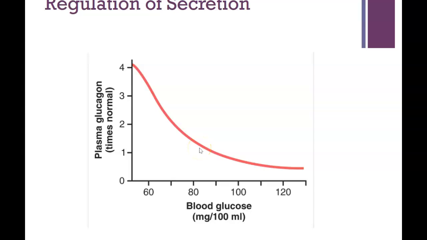And that's it. So that's with regards to the pancreas. We've got those two products. They're working in opposition. Insulin lowers blood sugar and glucagon raises blood sugar.